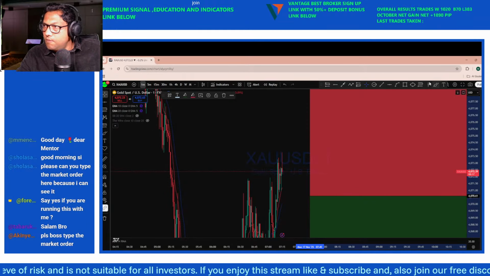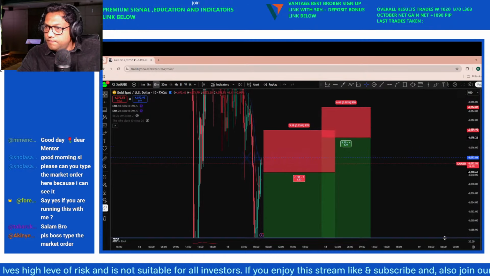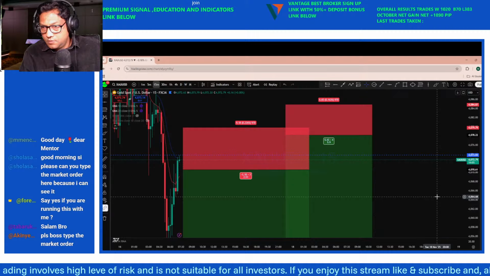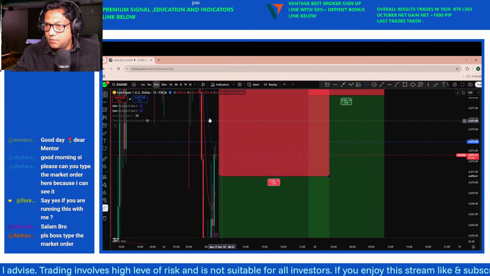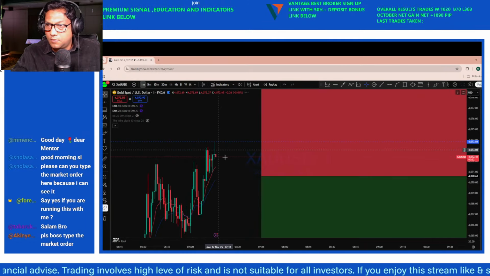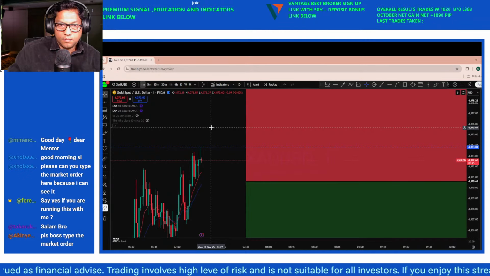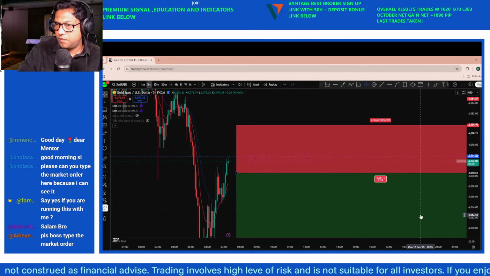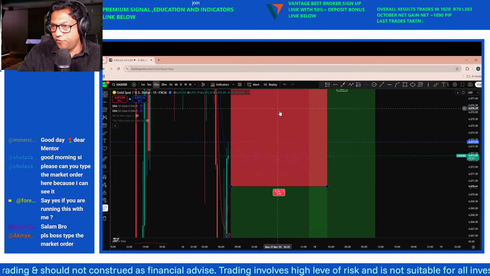Just tested this swing high, GBPUSD resistance turned support, and might go for a little sideways in that area, guys.